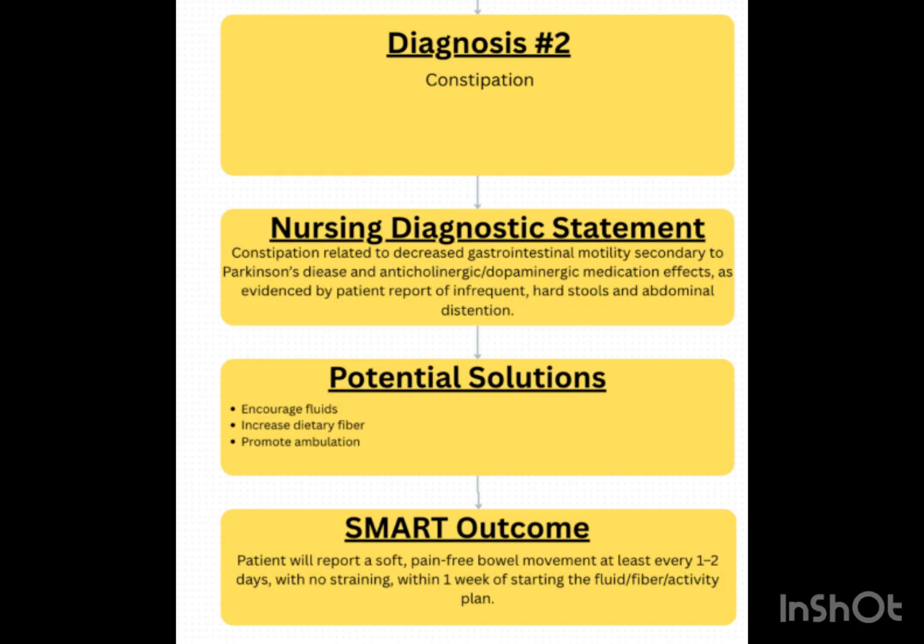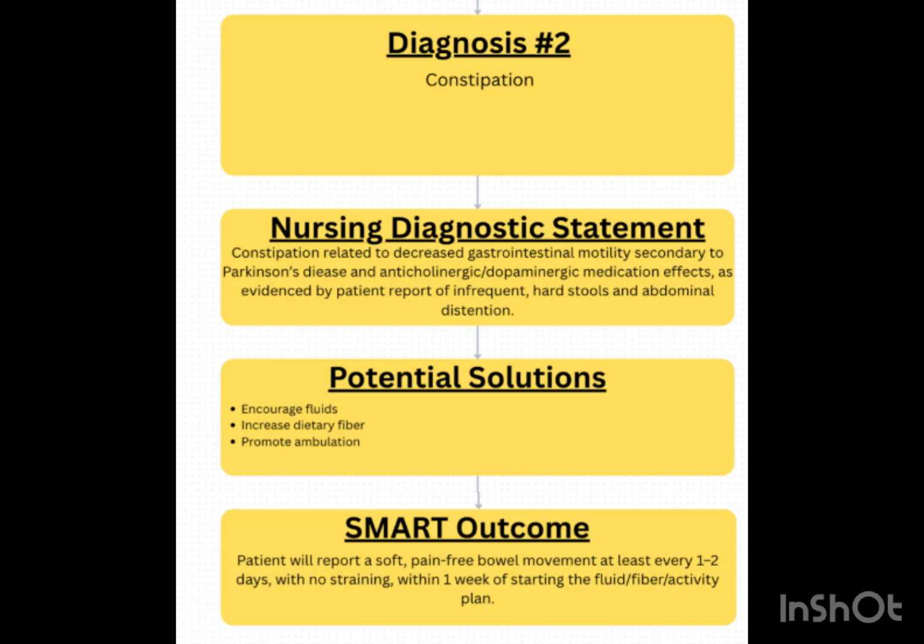All right, for my second diagnosis, I chose constipation. The statement was constipation related to decreased gastrointestinal motility secondary to Parkinson's disease and anticholinergic or dopaminergic medication effects, as evidenced by patient reporting infrequent hard stools and abdominal distension. We've got to remember, Parkinson's is a degenerative disease. It slows down smooth muscle peristalsis, and medications like anticholinergics suppress GI motility, and this obviously leads to chronic constipation, infrequent hard stools, and abdominal bloating.